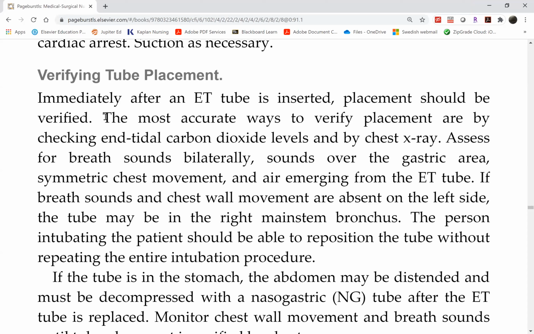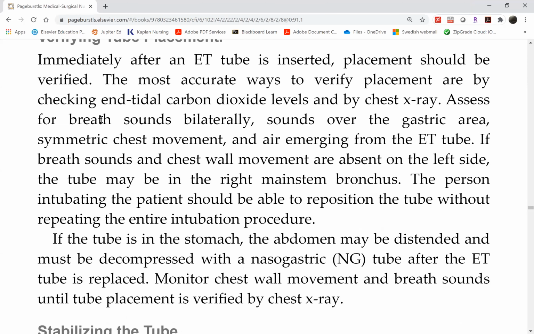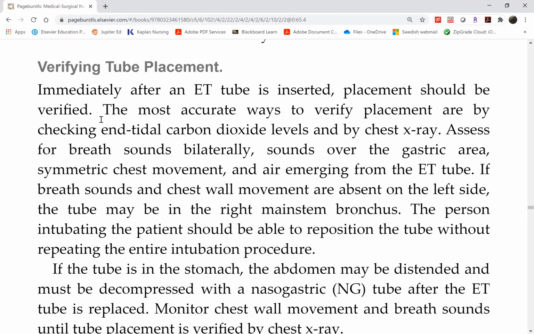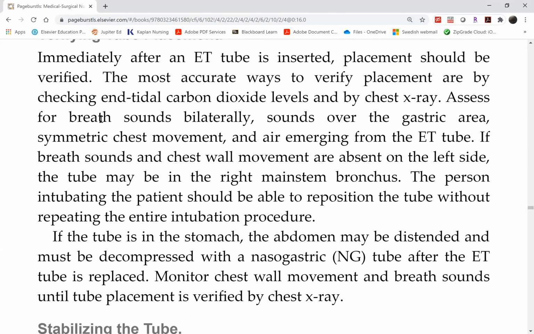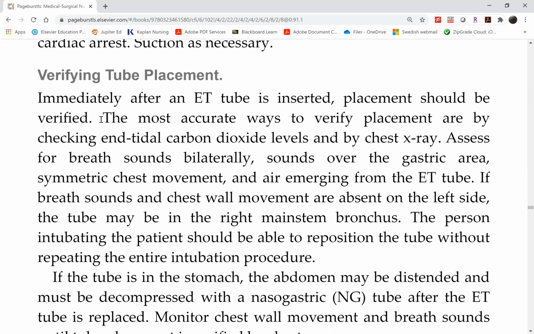After you check the end-tidal CO2, yes, you are in the trachea. That's a 100% guarantee. However, you won't know where the tip is. The tip must be verified by X-ray, and the placement must be 2 centimeters above the carina, which is almost an inch.